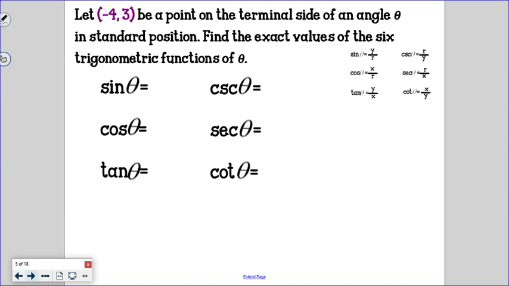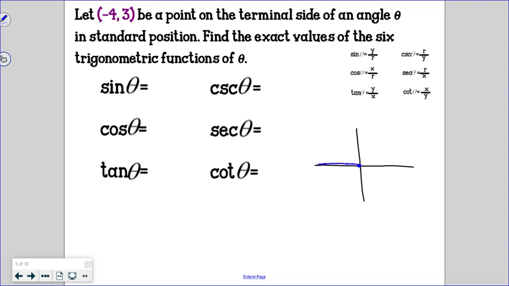Let negative 4 comma 3 be a point on the terminal side, where it stops, of an angle theta in standard position. Find the exact values of the 6 trig functions of theta. Okay, so job number 1 is to draw a picture of this triangle that has that ordered pair on it. So I'm going to trace my way to -4, 3. Start at the origin. -4 tells me to go which way?